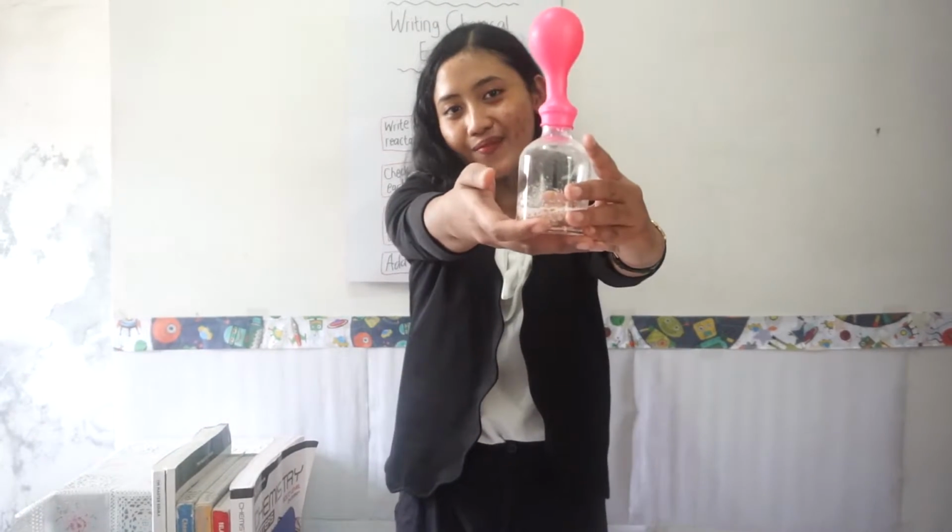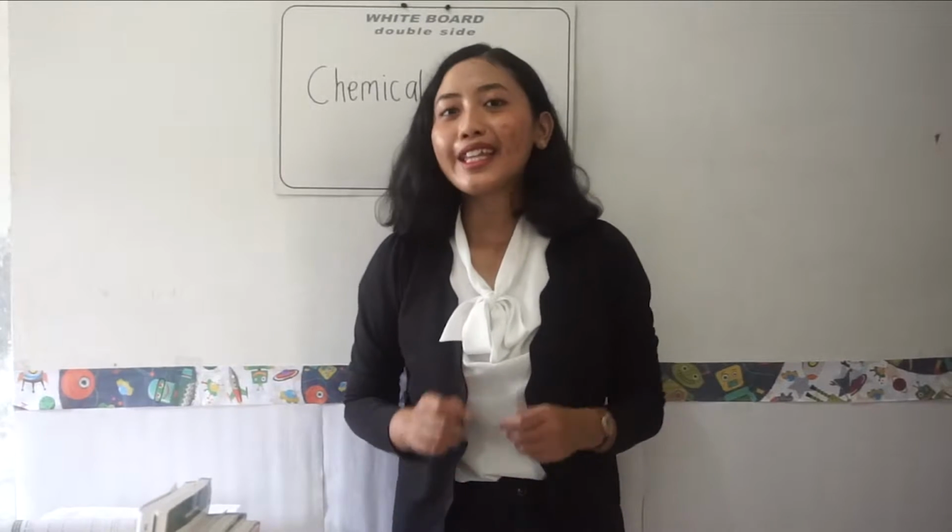So, students, do you see any changes? Yes, the gas was produced and it filled up the balloon. This experiment is an example of chemical change because it produced a new substance, in this case, carbon dioxide gas. How do we know this is carbon dioxide gas?